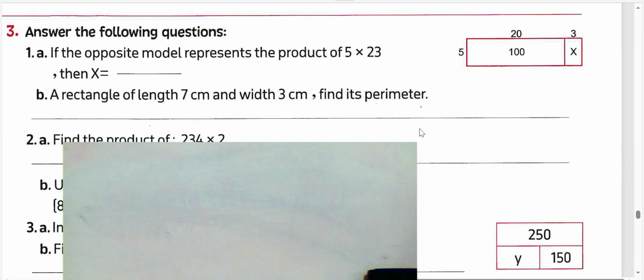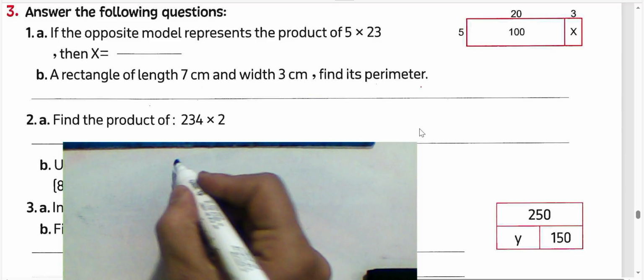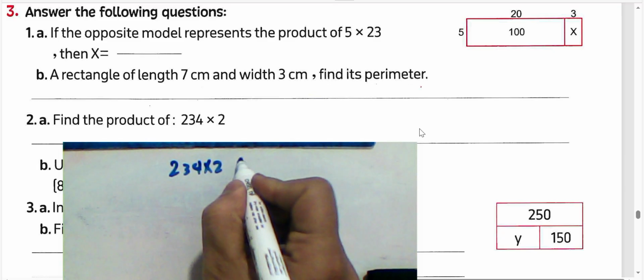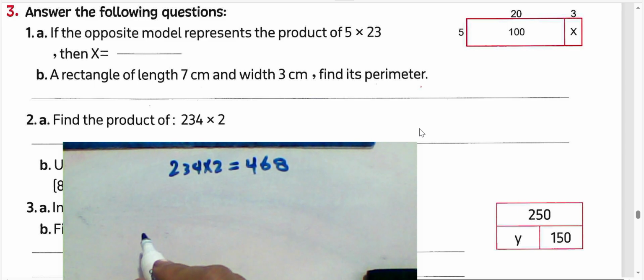Next question, number 2. Find the product of 234 by 2. 2 times 4 equals 8. 2 times 3 is 6. 2 times 2 is 4. The result will be 468.